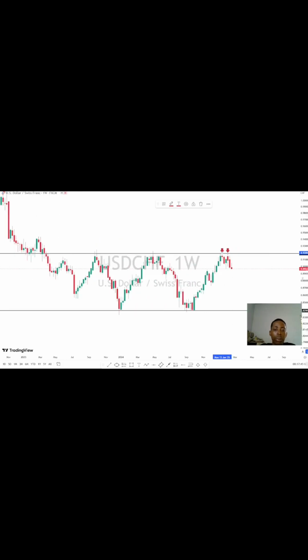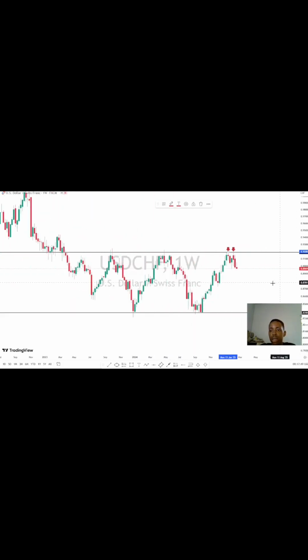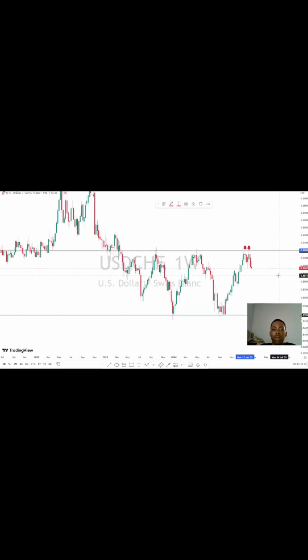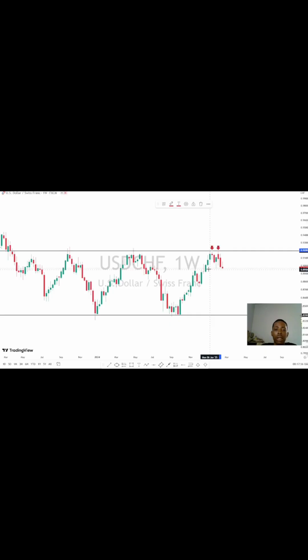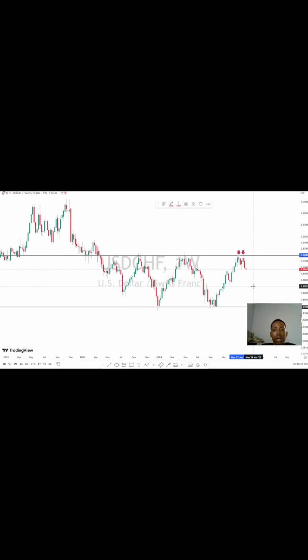So I'll go on and map out the necessary levels that I'll be using. Since it has shown me a pattern on the weekly time frame, and bear it in mind guys, when a pattern forms on a weekly time frame, it is very strong. It's very strong. So USD/CHF will be one of my top list pairs for next week. So I'll go on and clone where it needs to be cloned.